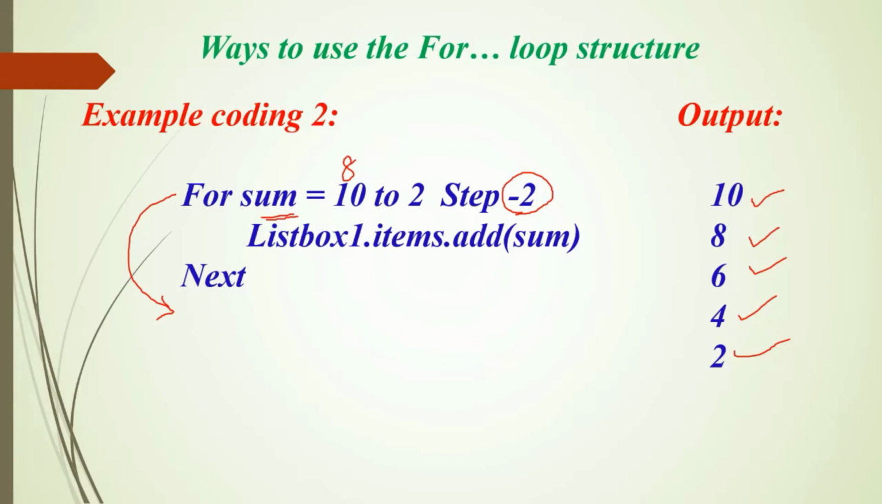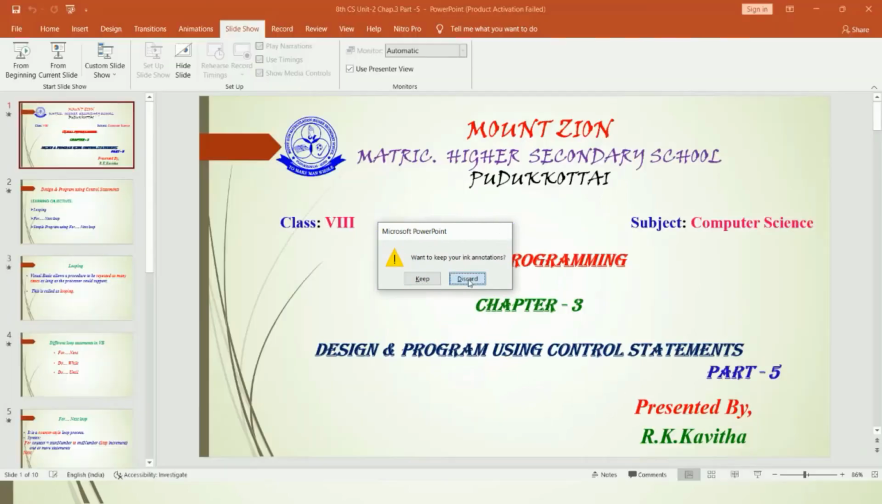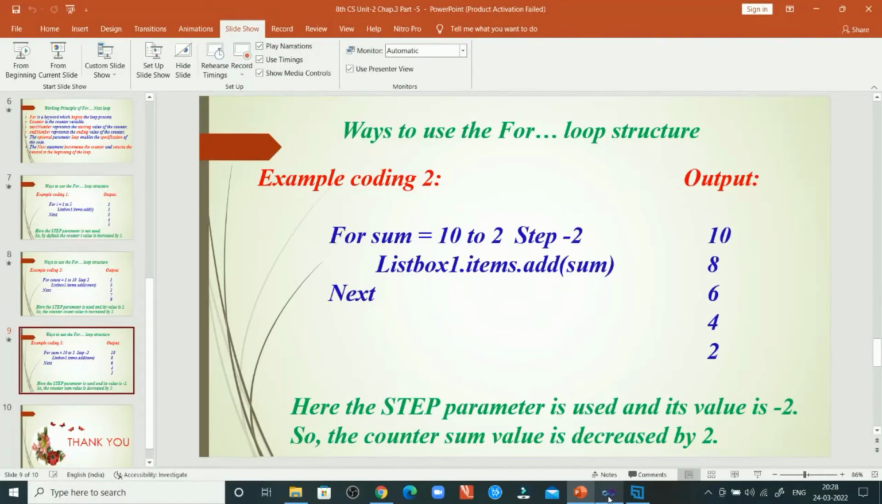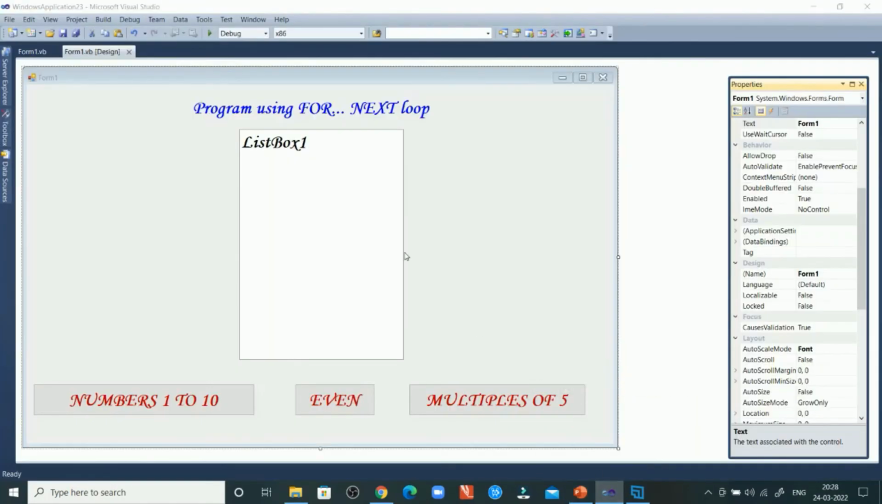Okay students, it's time to explain with the help of the Visual Basic window. Let me show my designing window. Here I use one list box, one label box and three button controls. The label box shows the name of the program, using a For Next loop. The list box control displays the outputs, and the three button controls are named numbers 1 to 10, even, and multiples of 5.